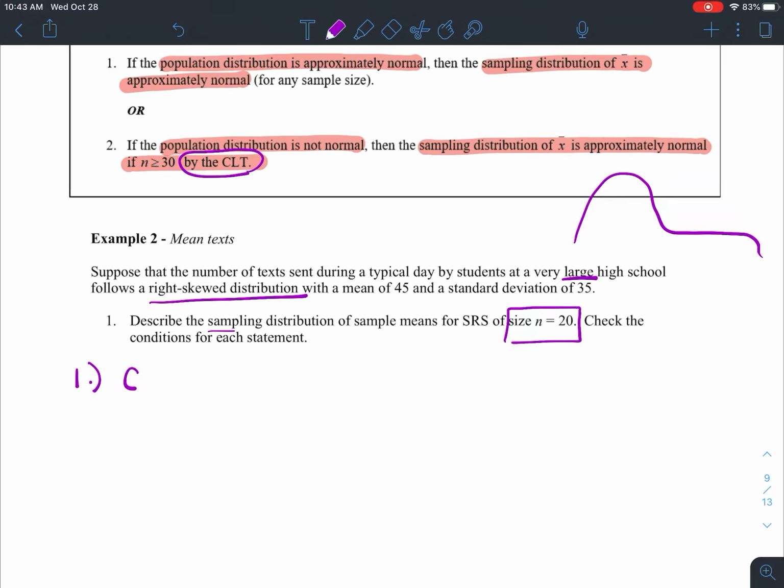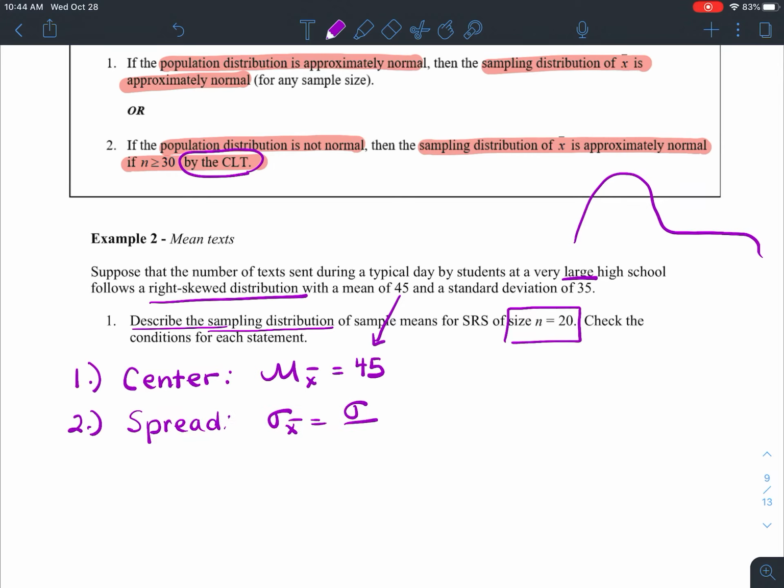So anytime you're describing a sample, any distribution, actually, you should always find the center, the spread, and the shape. Okay, we know the center of the sampling distribution should be right in line with whatever the center is for the mean. So that'd be 45 texts. Okay, the spread, keep in mind this formula here is on the formula sheet. The spread is the population standard deviation divided by the square root of your sample size.